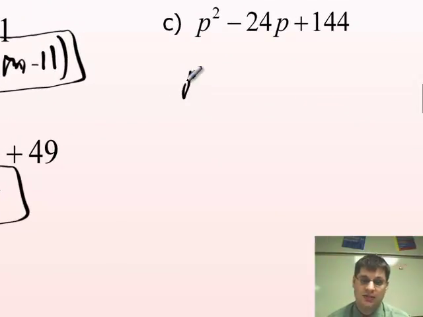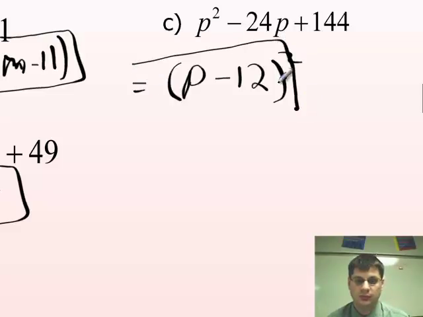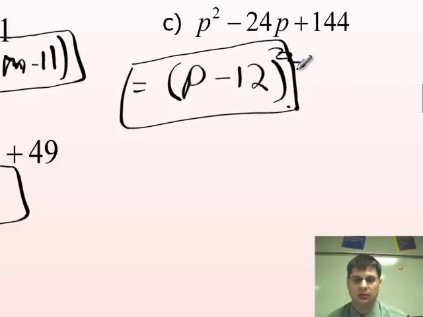So because it's a minus plus, it's going to be p minus 12 times p minus 12, or p minus 12 squared. And we box that in. I'm trying to actually not cross anything out. Okay, cool. Now let's look at one more thing.